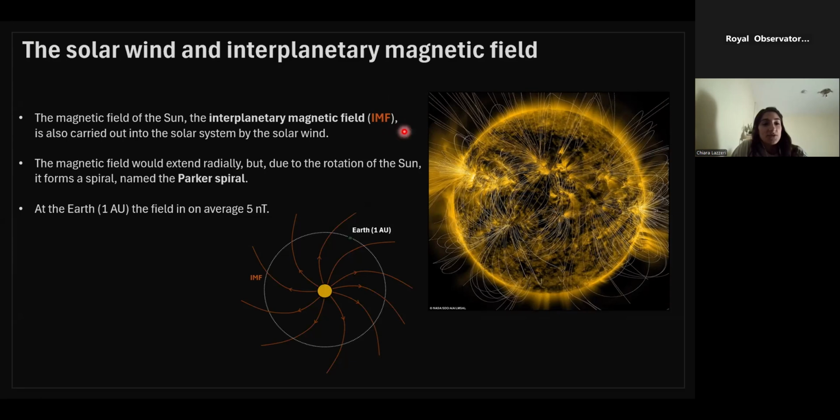So the IMF goes out radially with the solar wind, but its foot points are on the sun's surface. And the sun actually rotates on its own axis with a period of 27 days. And this rotation will cause the interplanetary magnetic field to form this spiral structure that we call the Parker spiral. So at 1 astronomical unit, which is the distance of the Earth from the sun, the field will be on average 5 nanotesla. So again, very small, but this is because we're so far from the source.